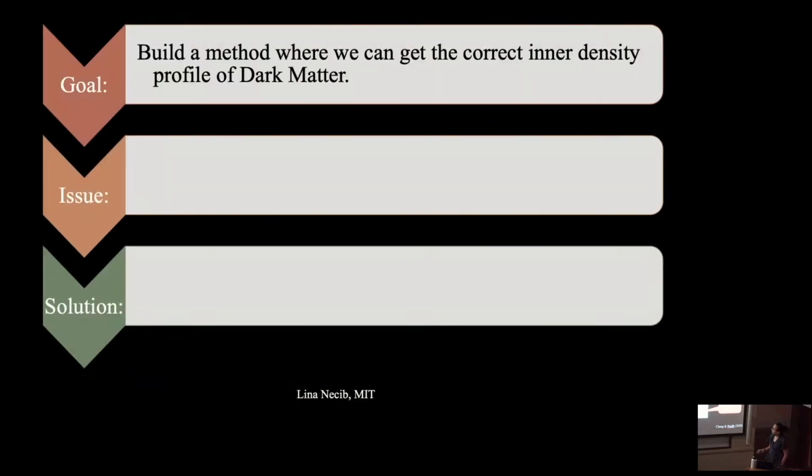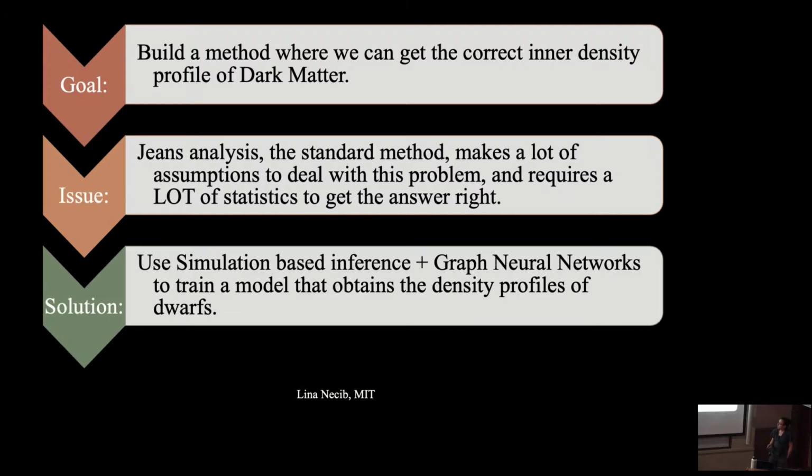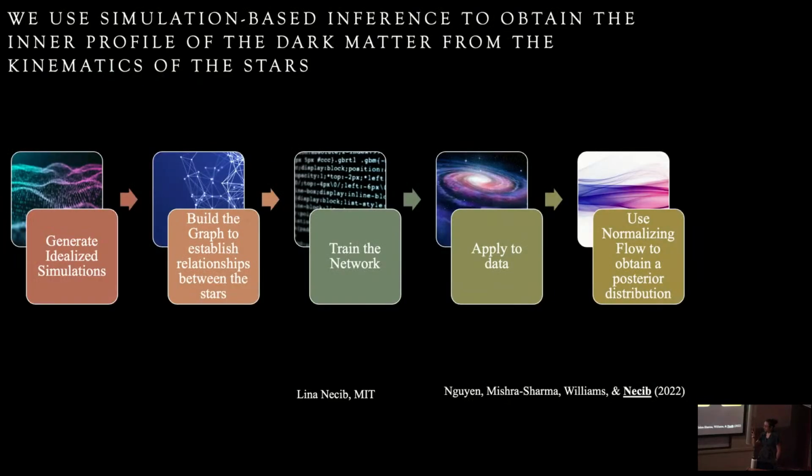So what we ended up thinking about is that we needed to build a method where we get a robust inner profile of dark matter. And Jeans analysis, which is kind of the standard here, has a lot of issues: even in the best of cases, you need a lot of statistics that are very well measured. So what we did is use simulation-based inference and graph neural networks to train a model to get those density profiles. So this has multiple steps.